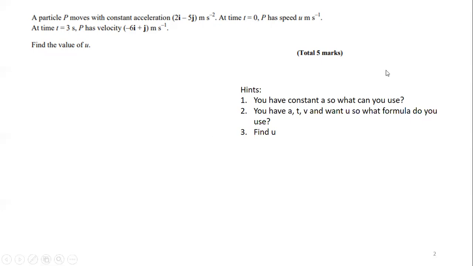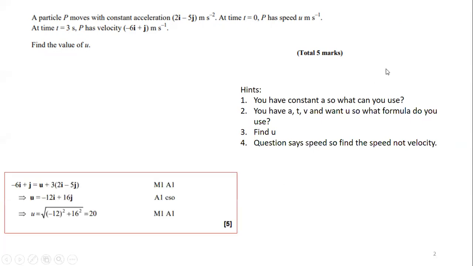But the question says find the speed. So therefore, find the speed, not the velocity. So you know how to get from velocity to speed. It was in the previous slide. And then there's the mark scheme. So you should get the speed was 20.